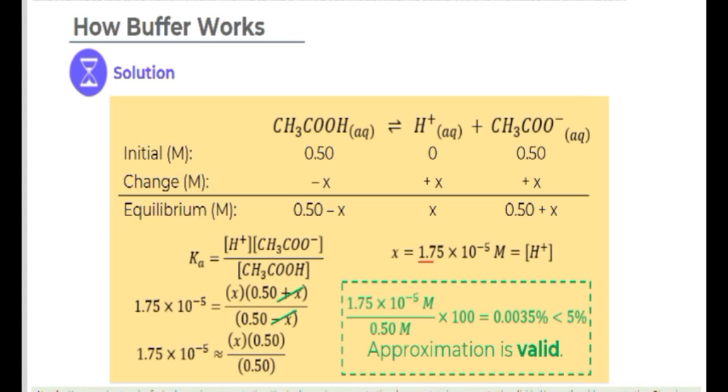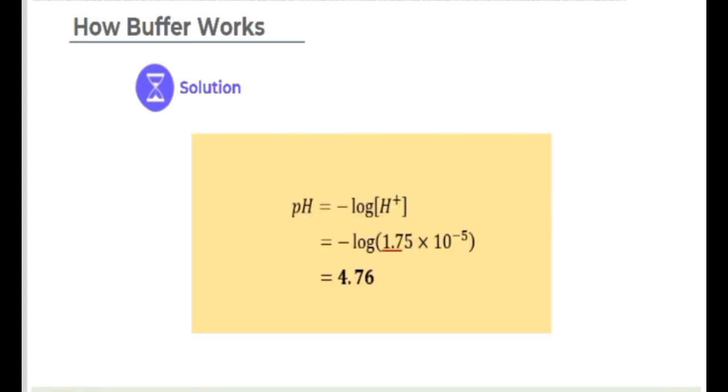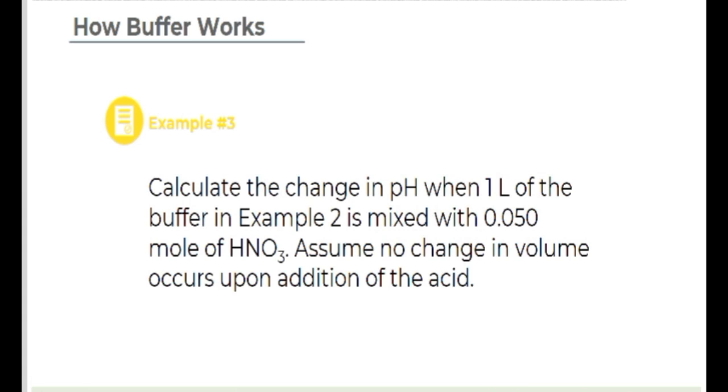Only the underlined digits are significant based on the given initial concentrations, which have two significant figures, since the value of x passes the 5% rule. Our approximation is therefore valid. The value of x is the hydrogen ion concentration. So, to get the pH, take the negative logarithm of the hydrogen ion concentration. This gives us a value of 4.76.